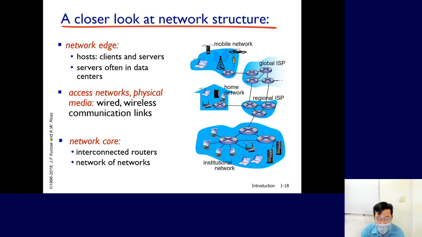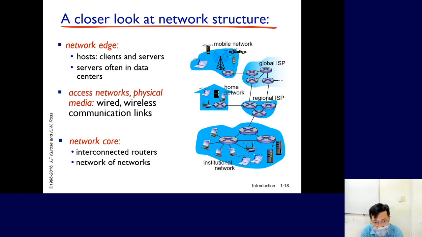The network edge contains hosts. Hosts are divided into two categories: clients and servers. Clients make a request for a service to a server, and the server provides the service to a client or multiple clients. Clients are usually on a PC or a computing device such as a smartphone or household appliance. Servers are sometimes implemented or placed in a data center or a big room.